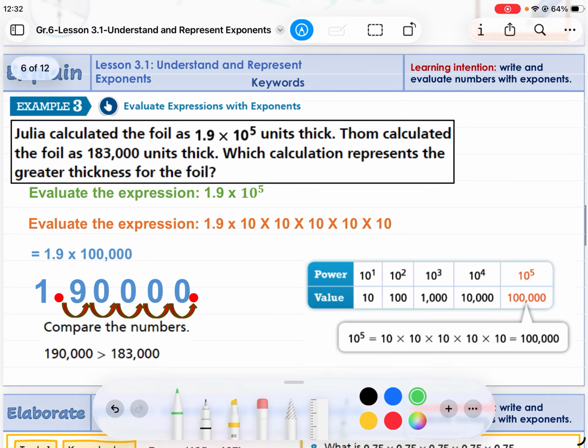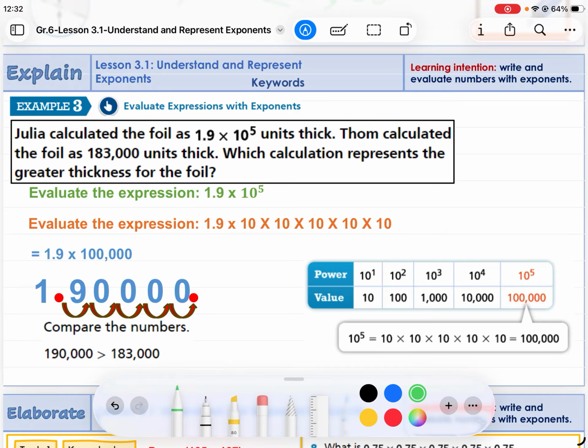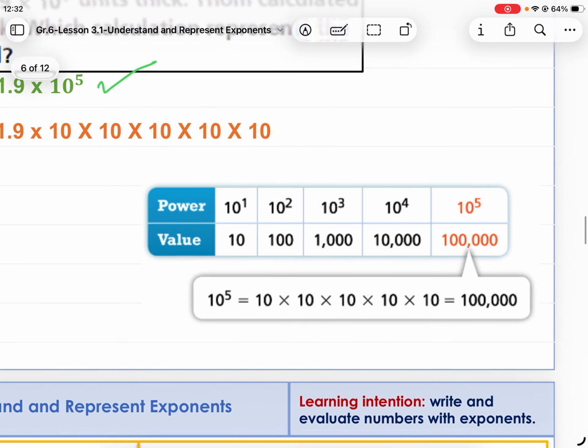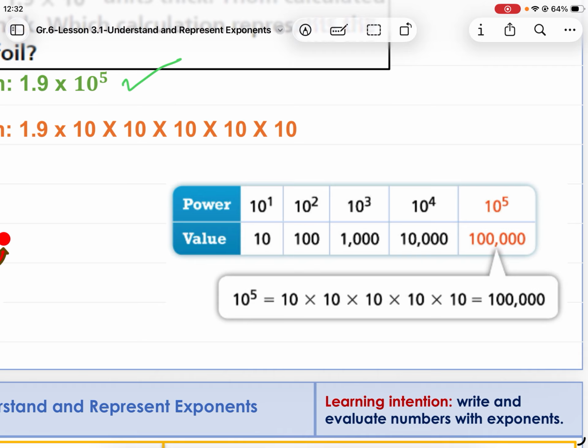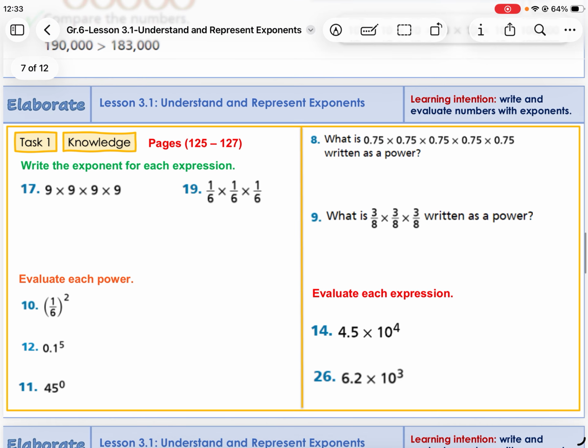Okay. So this is how she solved the question. Number 1, you have to evaluate the expression, and then you will have to compare. Number 2, evaluate and then compare both of the numbers. Okay? And this table here is to help you. 10 to the power of 1 means 10. The exponent tells you how many times 10 is being multiplied by itself. In other words, 1 means you should have 1 ten. 2, you should have 2 tens. 3, you should have 3 tens. 4, you should have 4 tens. And so on. Okay, let's move on to the book questions.